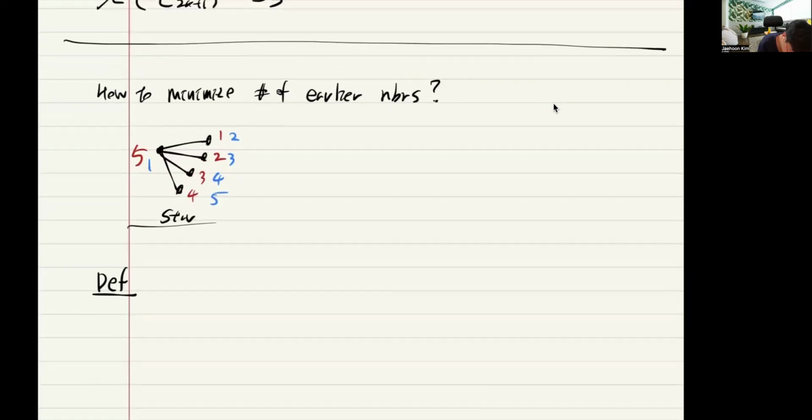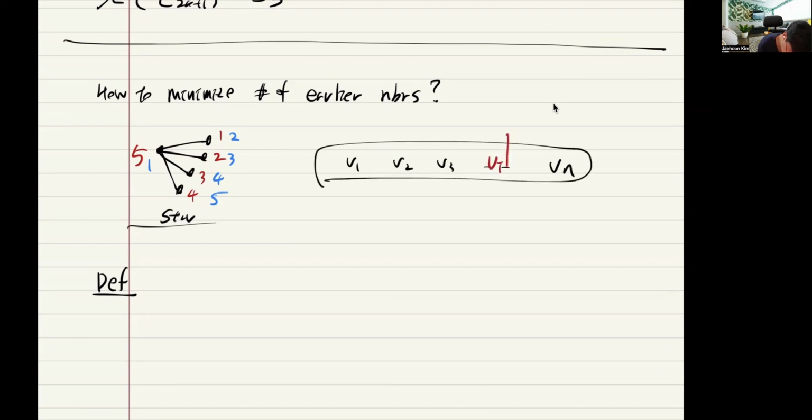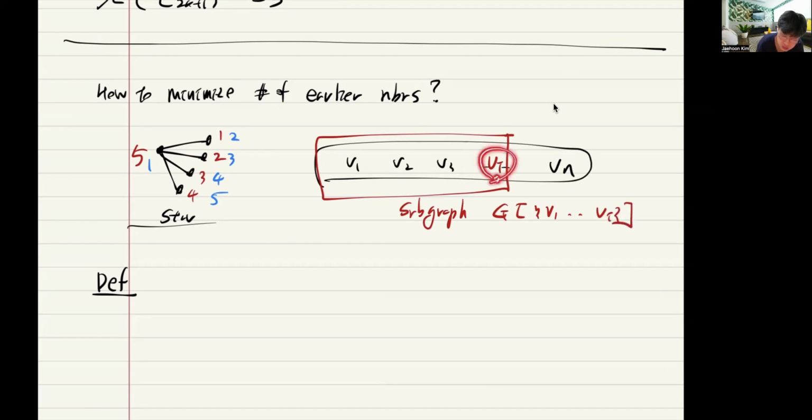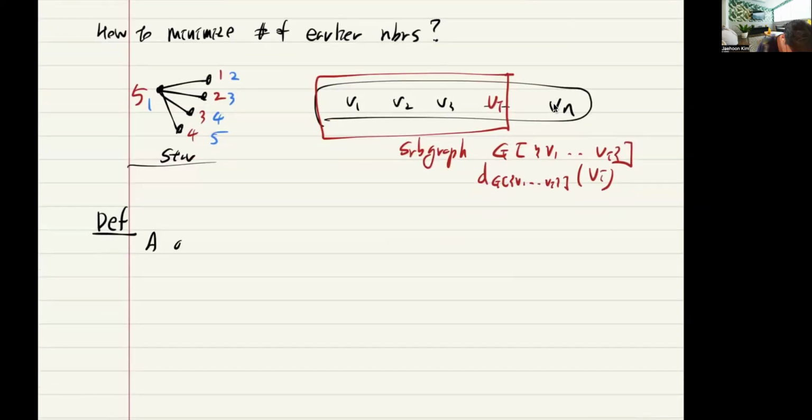So in this ordering, what was important is V1, V2, V3, up to Vn. At the time of considering Vi, we take a subgraph G of V1 to Vi. And there, what's the degree of Vi? That was the important thing, right? The degree of Vi in G[V1, ..., Vi] is the number of earlier neighbors here, and we want to minimize it. That gives you the motivation for the following definition.